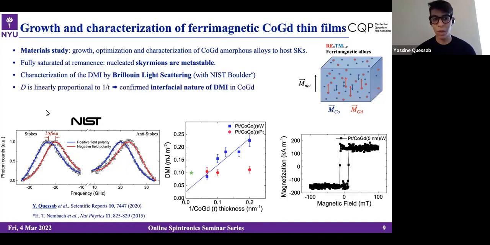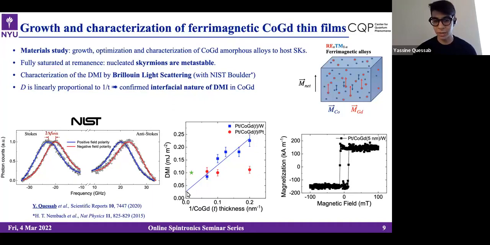So we measure the DMI in two systems. In one case, the cobalt gadolinium is inserted in between a platinum and a tungsten layer. And then in the other case, cobalt gadolinium is between two platinum layers. So when you look at the blue square data, you can see that the DMI is linearly proportional to 1 over the thickness. And that confirms the interfacial nature of the DMI in cobalt gadolinium tungsten.